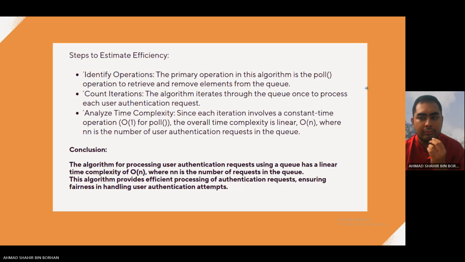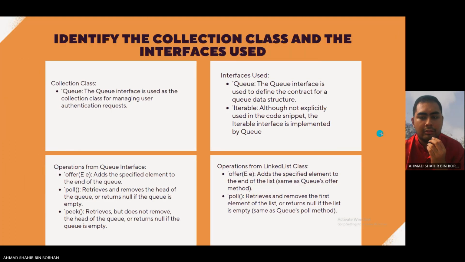So I identify four important elements for the queue operation: the collection class, the interface use, the operations for the queue interface, and the operations for the linked list class. For the collection class, we use Queue. The Queue interface is used as a collection class for managing users' authentication requests. In the code, we use LinkedList as the implementation of the Queue interface.